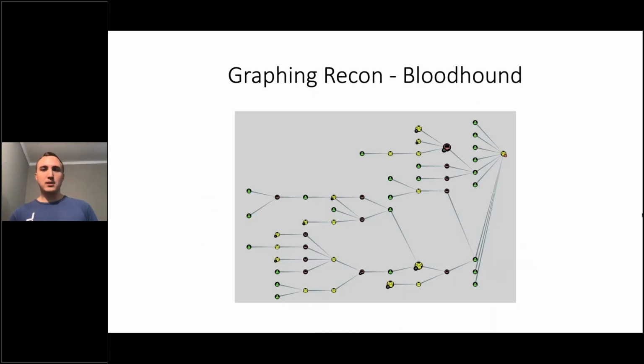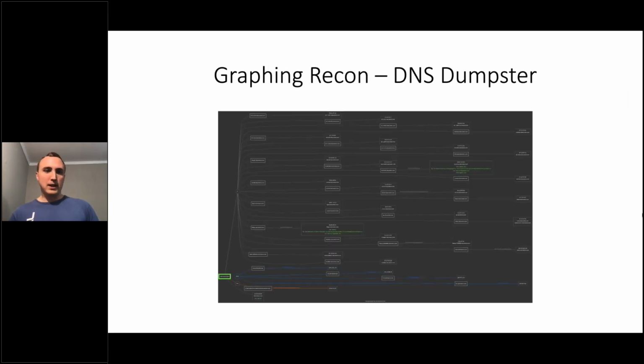So graphing recon is not a new concept. I was heavily inspired by BloodHound and their ability to graph recon for internal purposes when you've gotten on an Active Directory domain. And so I was wondering what kind of insights we might be able to pull out of our external recon by using graphing.